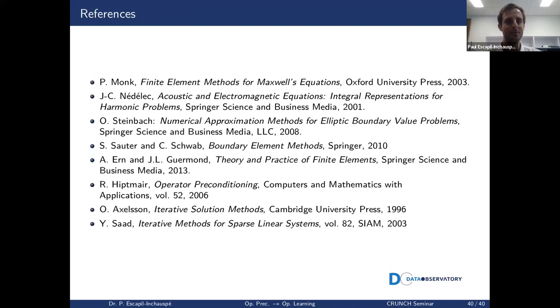Well, thank you. A few references here. All the first part was quite abstract, so these are classic books that explain all of this. The Ern and Guermond book, for example, has all of this abstract setting for Petrov-Galerkin and so on. Thank you.